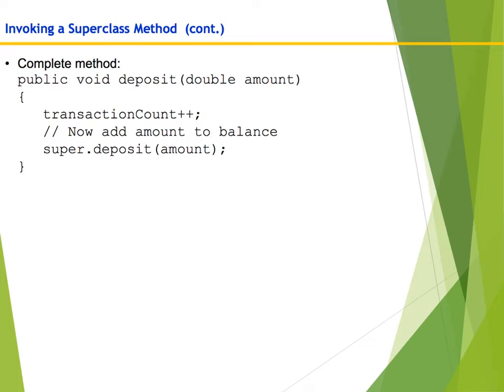We first increment the transaction count in the first line, and in the second line we call the deposit method of the superclass, because the implementation that we need for the CheckingAccount class is exactly the same as the superclass. However, it needs to keep track of the transaction count. Therefore, we need only two lines. In the first line, we increment transaction count. In the second line, we call the superclass's deposit method.